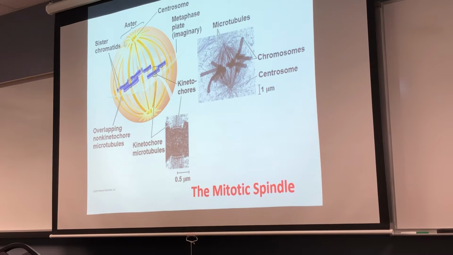These ones are the shorter ones. These are the aster microtubules. They look like a star. That's why they're called aster.